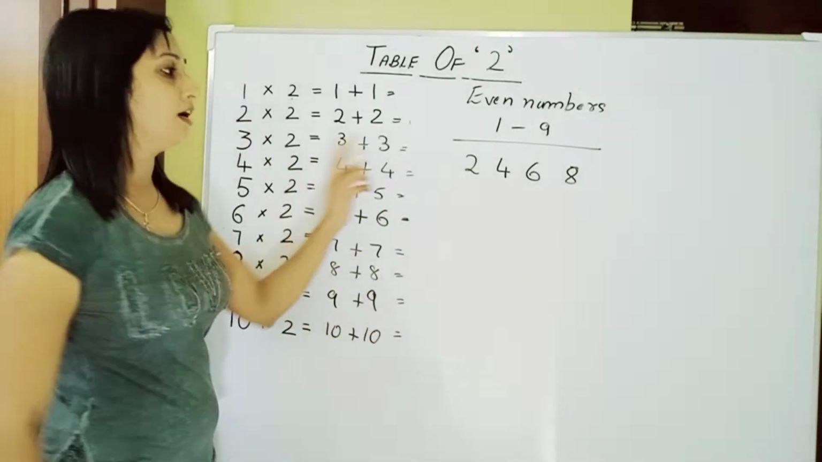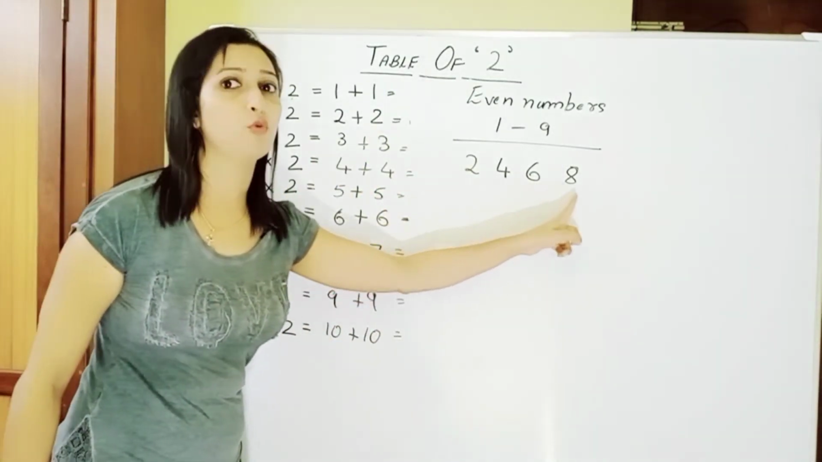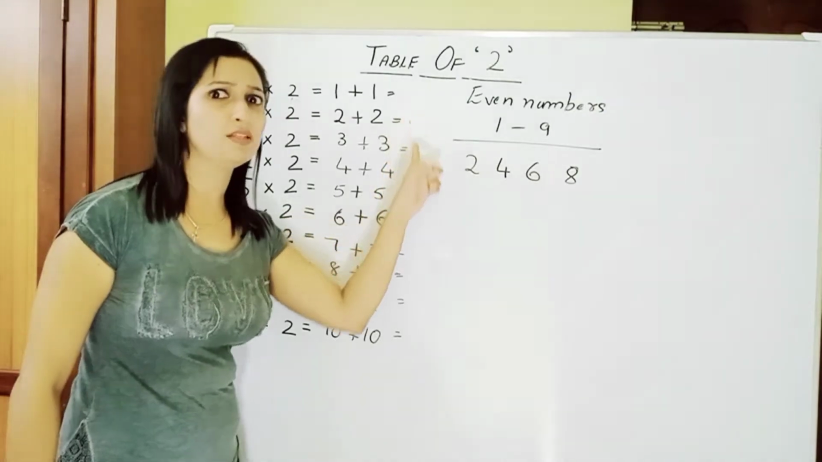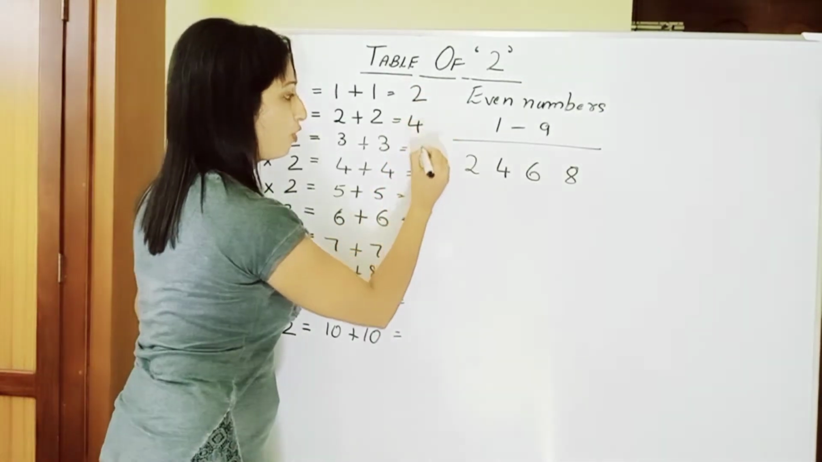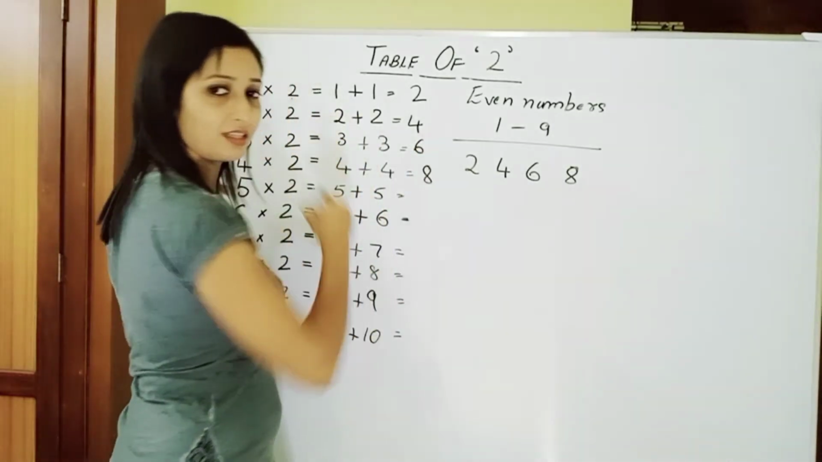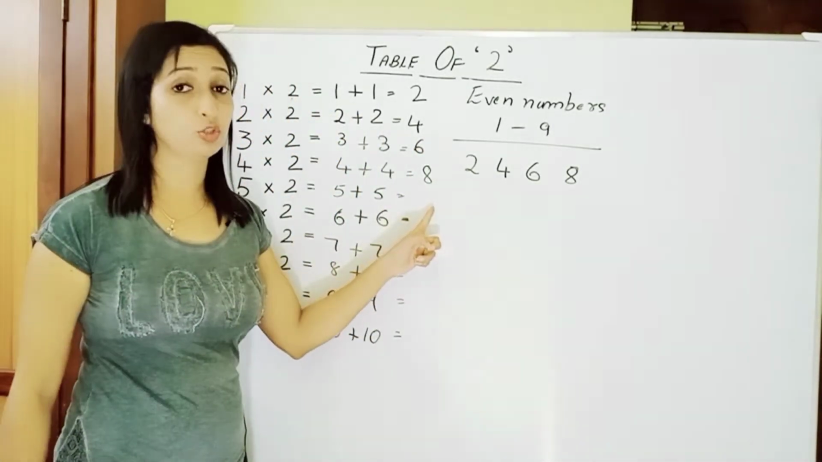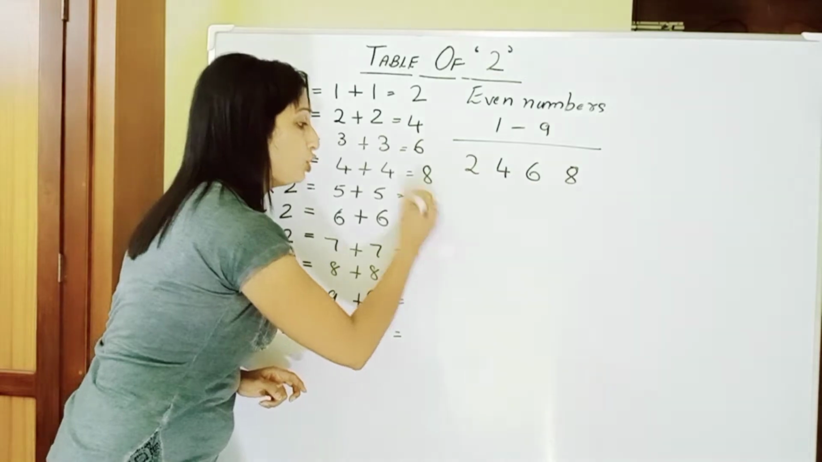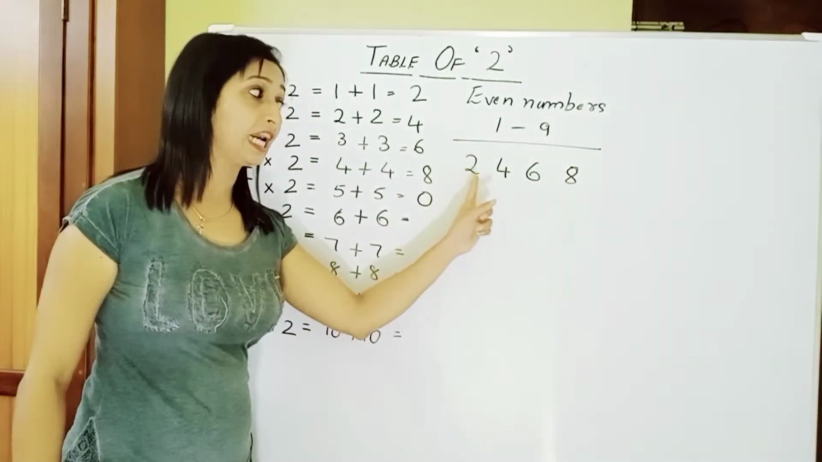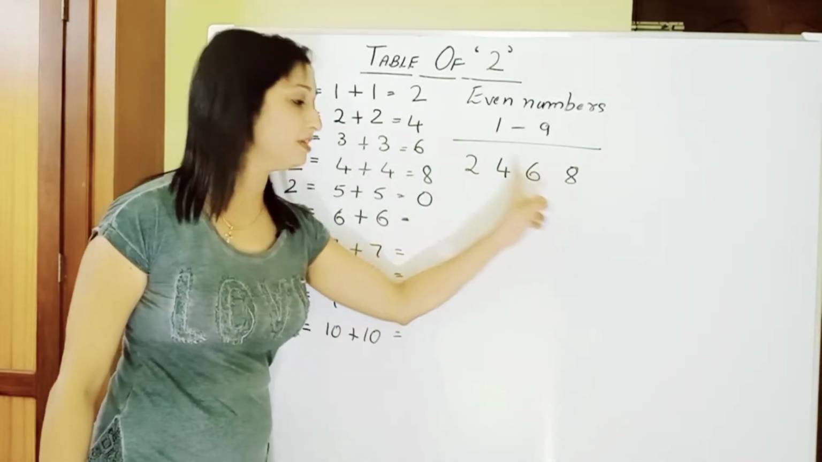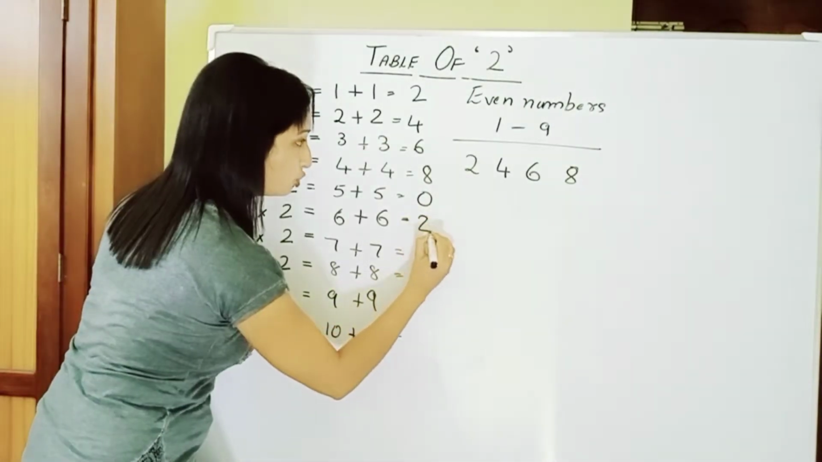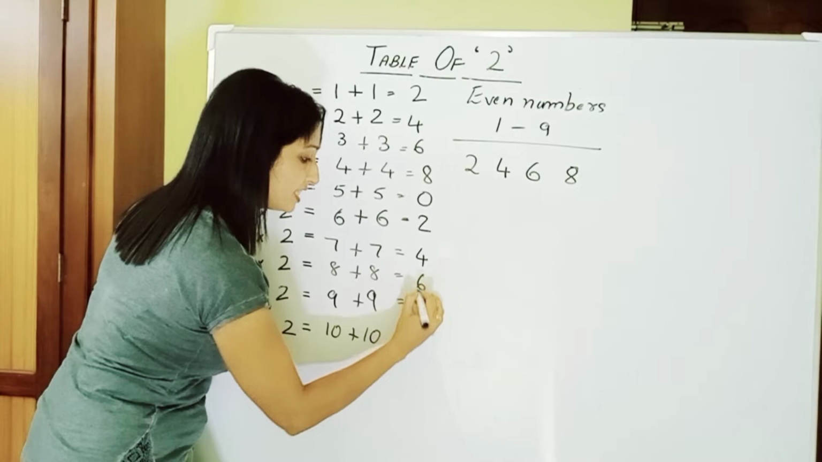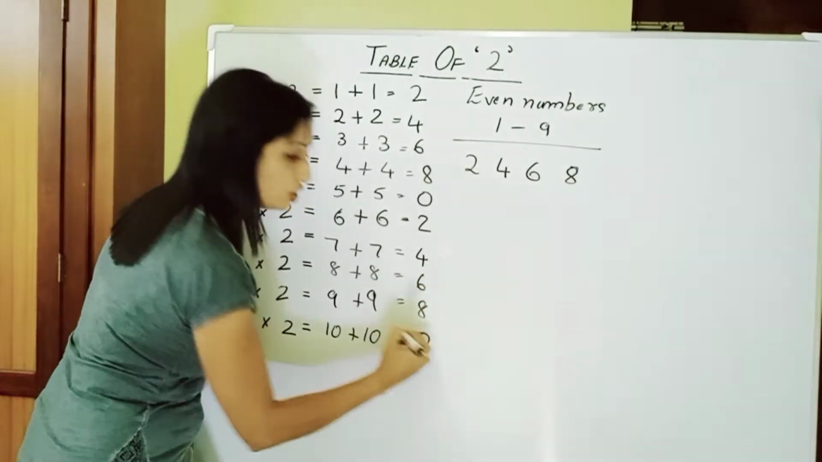How do we write? First of all, I write all the 4 even numbers straight down. So that is 2, 4, 6, 8. Now after 8, I put a 0. Again, I write these 4 even numbers straight down. So I start with 2, 4, 6, 8, 0.